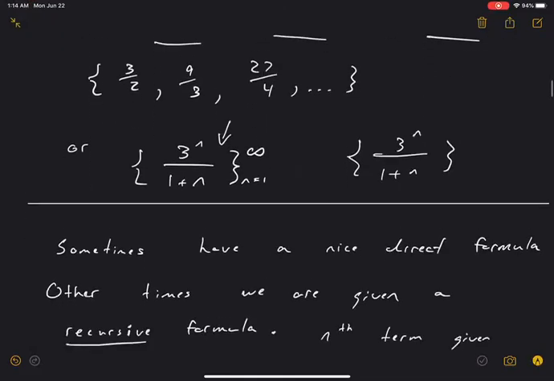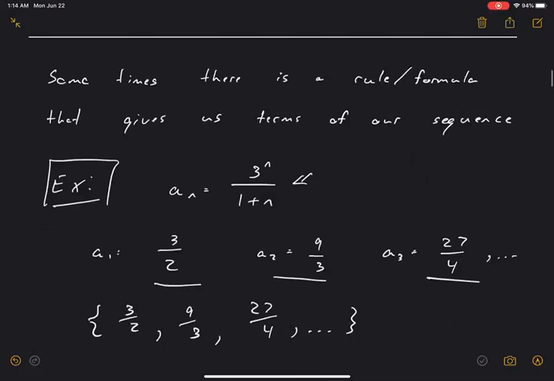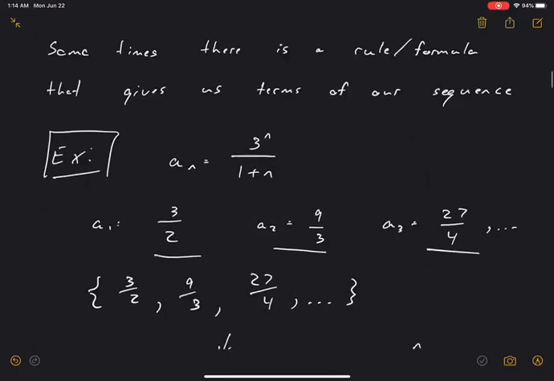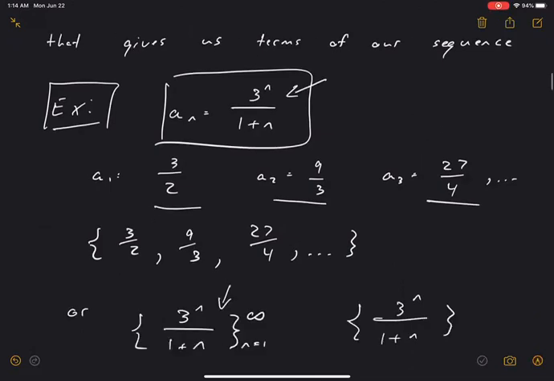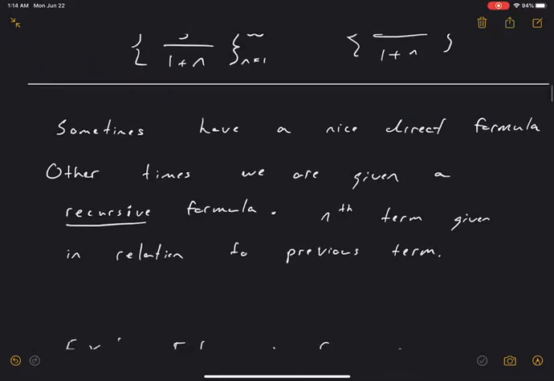Now, sometimes there's a nice direct formula like what we saw here, right? The good thing about this formula is I can figure out what any term of my sequence is. Let's say they give me this formula, and then someone comes along and says, hey, what's the 100th term of your sequence? How do I figure that out? Well, I just plug the number 100 into this formula, right? I'm not sure if it has a name, but I think of it as a direct formula for our sequence.